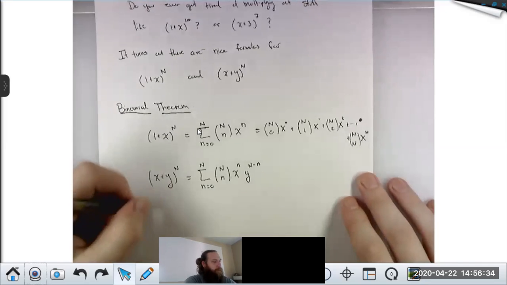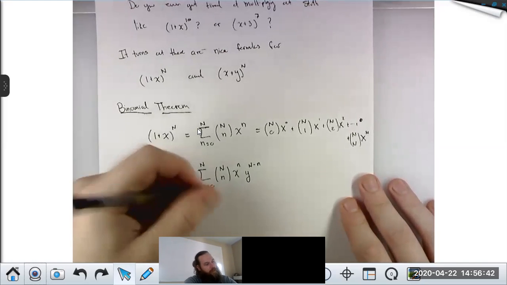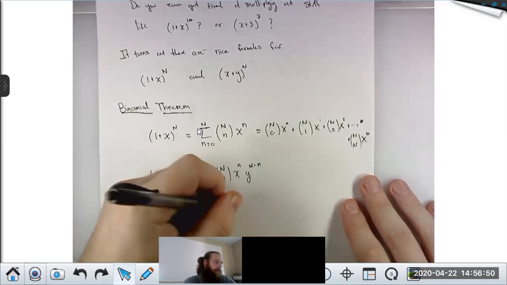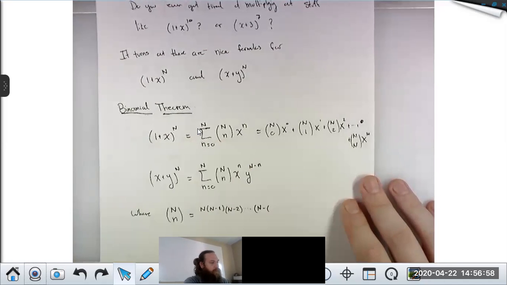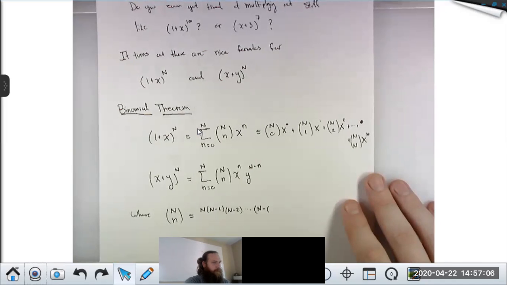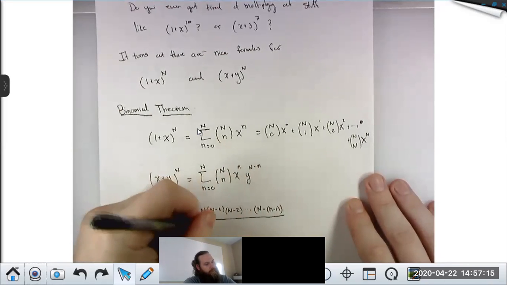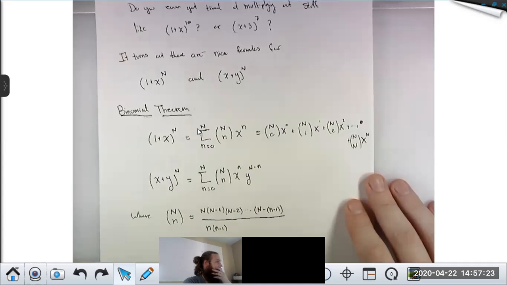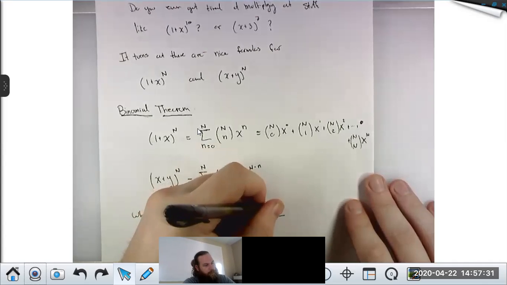And in each of these, the binomial coefficients, as they're called, are capital N times capital N minus 1 times capital N minus 2, all the way down to capital N minus little n plus 1, over little n times little n minus 1 times little n minus 2, all the way down to 3 times 2 times 1. Sorry, the numerator should end with a plus 1.